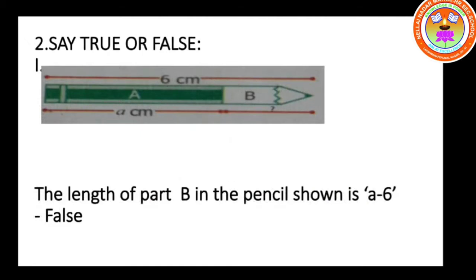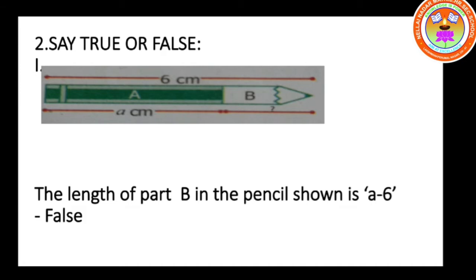Now the second one, say true or false. Observe the diagram, children. In this, the whole pencil length is given as 6 centimeters, and below it is A centimeter. It is actually only the A part, A centimeters, and the B part is a question mark. The B part we have to find, but by mistake it is drawn fully in the book.